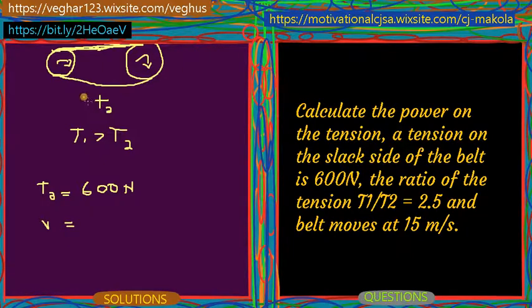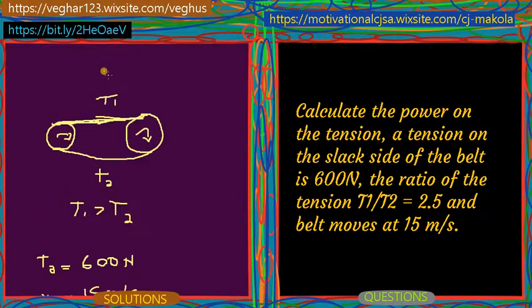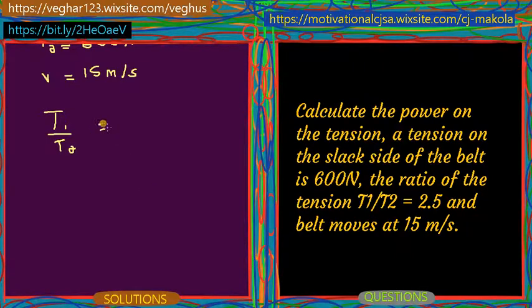So you have a ratio here, and also you have the velocity of the belt. The velocity, how the belt moves, is 15 meters per second, and then they give you the ratio between the two tensions, the tension on top and the bottom one, which is T1 over T2 equals 2.5.